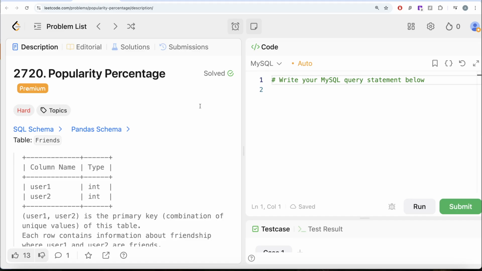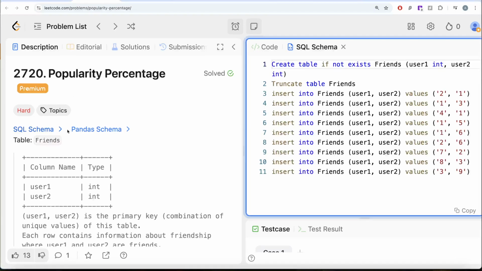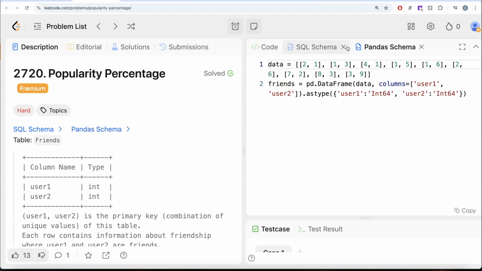This channel, Avid Science, is all about trying to learn various concepts of science with practicing a lot of questions. In this video, we are going to solve this question on LeetCode regarding popularity percentage. The difficulty level of this question is hard, and I am going to share the SQL schema as well as the Pandas schema in the description box below.